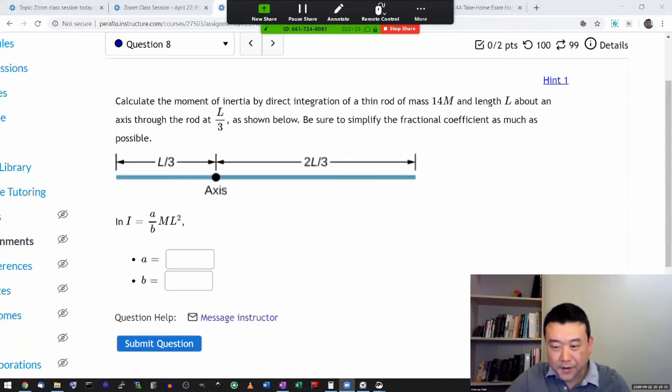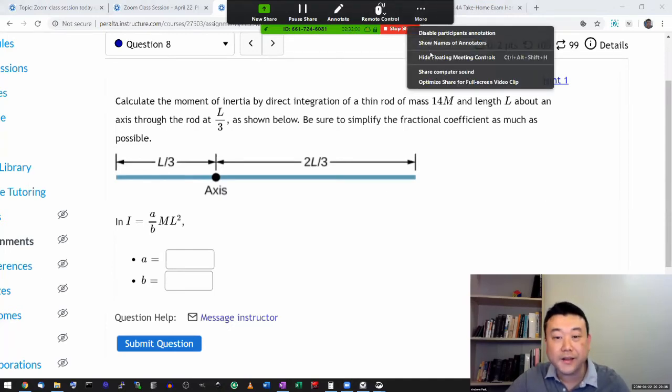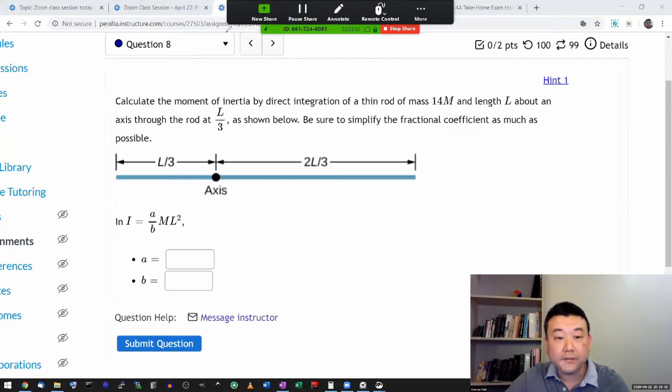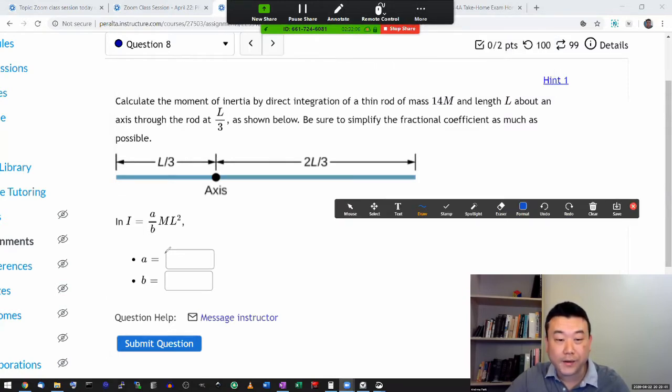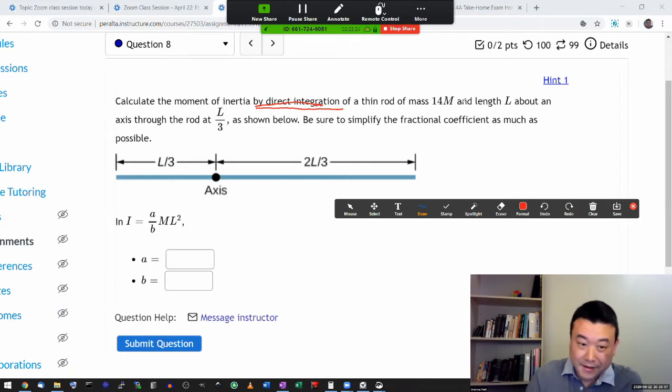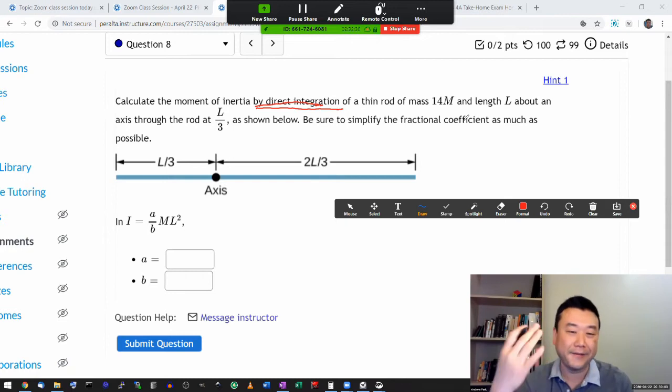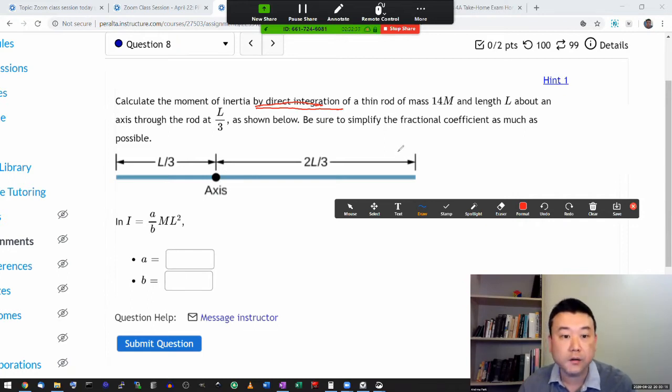It's not cheating, but if you just cared about the answer and you just want to get the answer quickly, and you don't care to follow the actual directions given here, "calculate the moment of inertia by direct integration," then you can quickly obtain the answer this way. Let me show you the shortcut way first, just so that we can get to the answer, and then I'll do it properly.